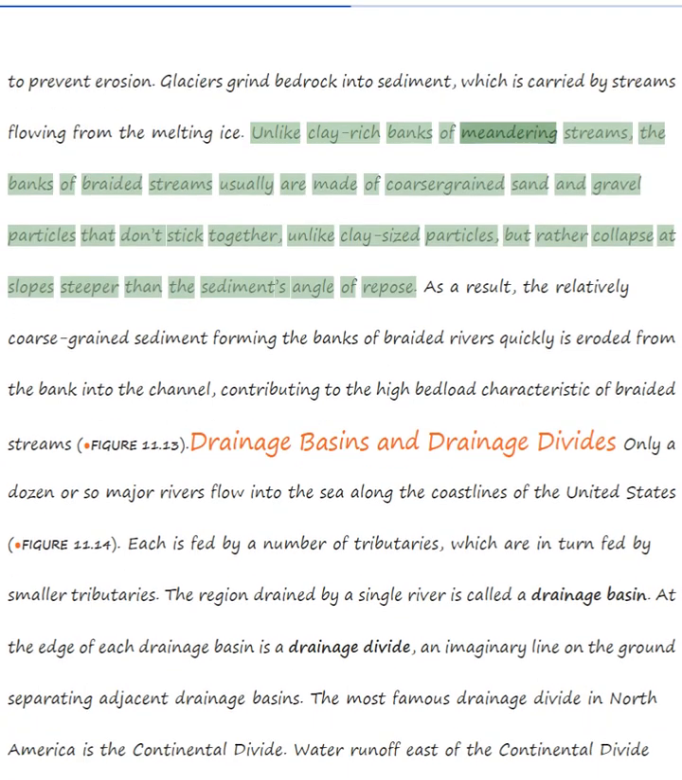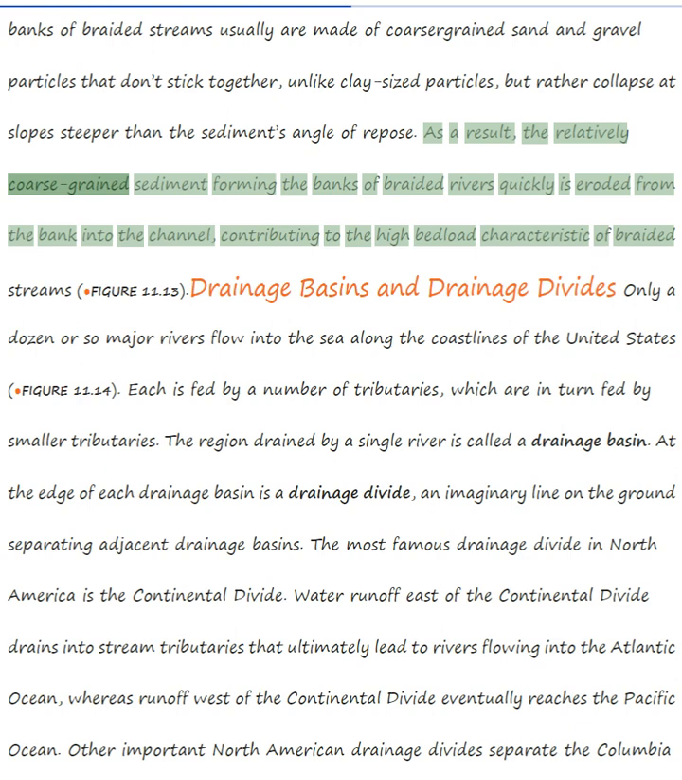Unlike clay-rich banks of meandering streams, the banks of braided streams usually are made of coarser-grained sand and gravel particles that don't stick together, unlike clay-sized particles, but rather collapse at slopes steeper than the sediment's angle of repose. As a result, the relatively coarse-grained sediment forming the banks of braided rivers quickly is eroded from the bank into the channel, contributing to the high bed load characteristic of braided streams.